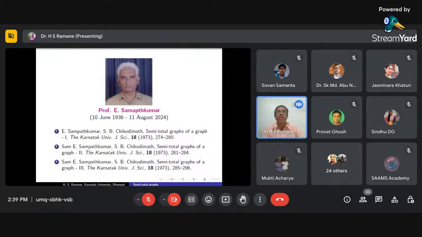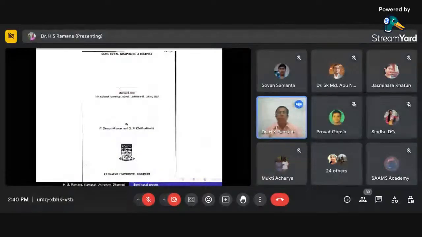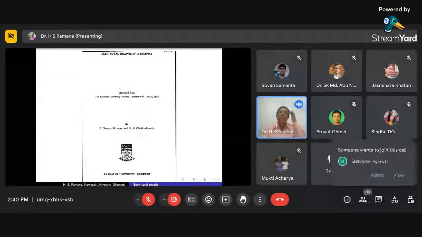So from that he got the idea about semi-total coloring, semi-total line coloring, semi-total point coloring. From that he first got the idea, and then he defined the semi-total line graph and semi-total point graph. So I have shown here the screenshot of the paper. That is the first paper, semi-total graph of a graph. He did this work with his student S.B. Chikkodimath in the year 1973.